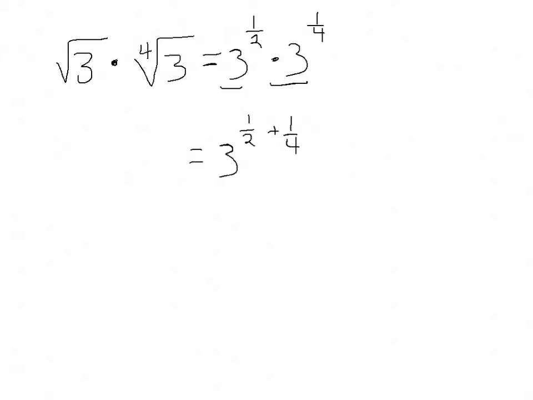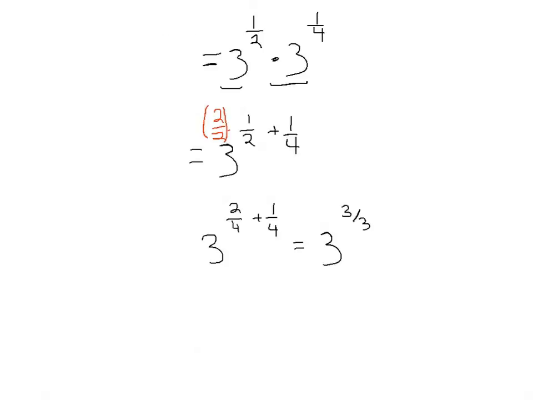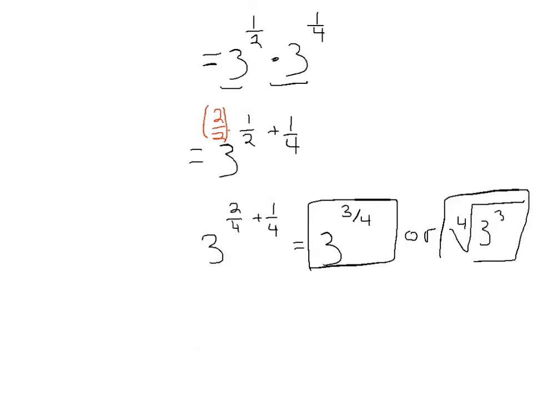But here, let's look at this. We have to add our fractions. We need a common denominator. So what I'm going to do is I need to multiply that 1/2 by something to get the denominator to be 4. And remember, I need that to be a special form of 1. So I'm going to multiply that 1/2 by 2/2. And what that is going to do, it's going to give me 3 to the power of 2/4 plus 1/4, which I know 2/4 plus 1/4 is 3/4. Not 3/3, 3/4. So there's my answer. You could also write it as a radical. So the 4th root of 3 to the power of 3 would also be an acceptable answer.